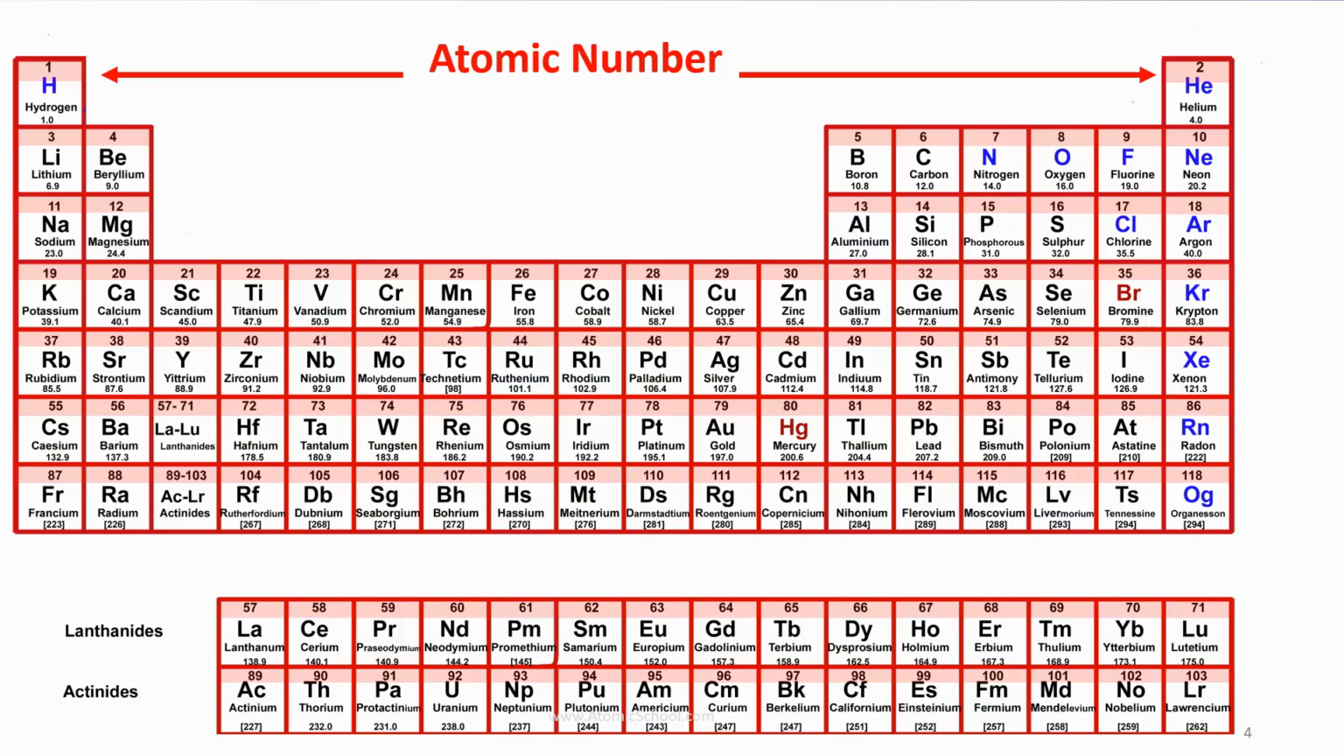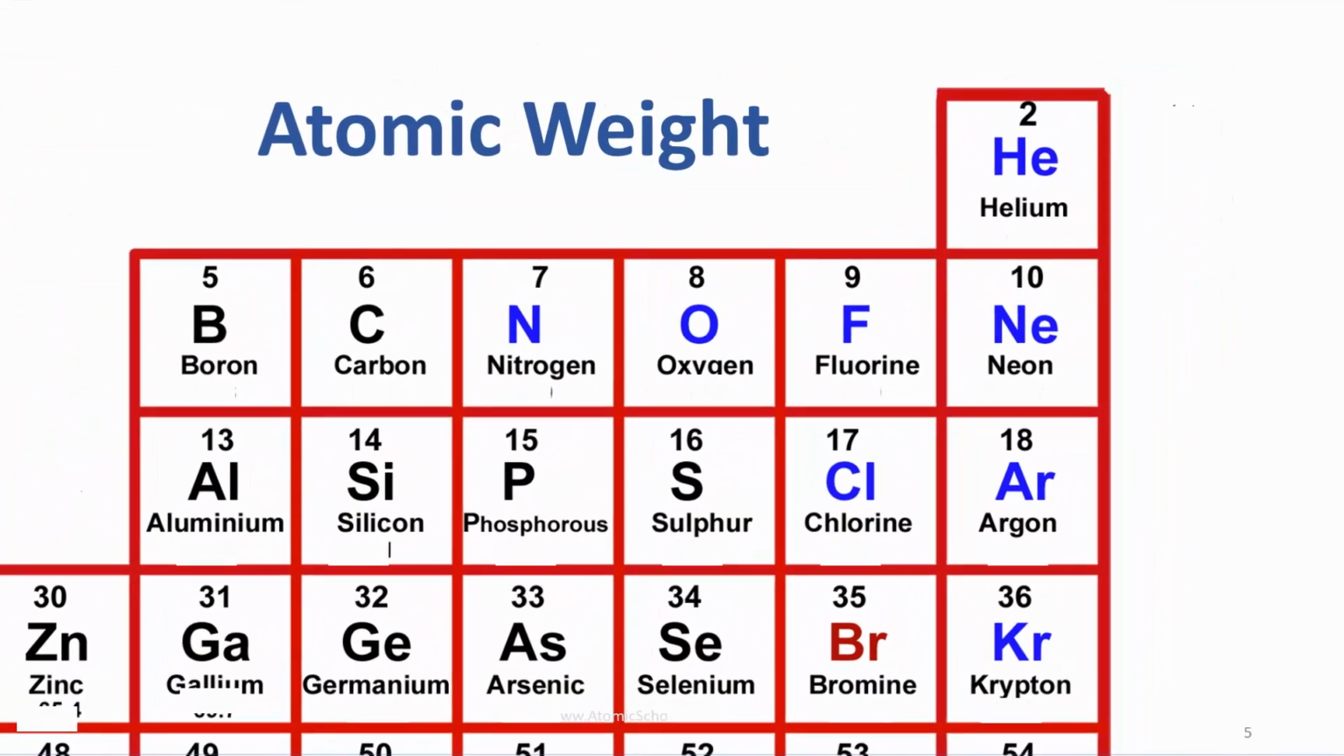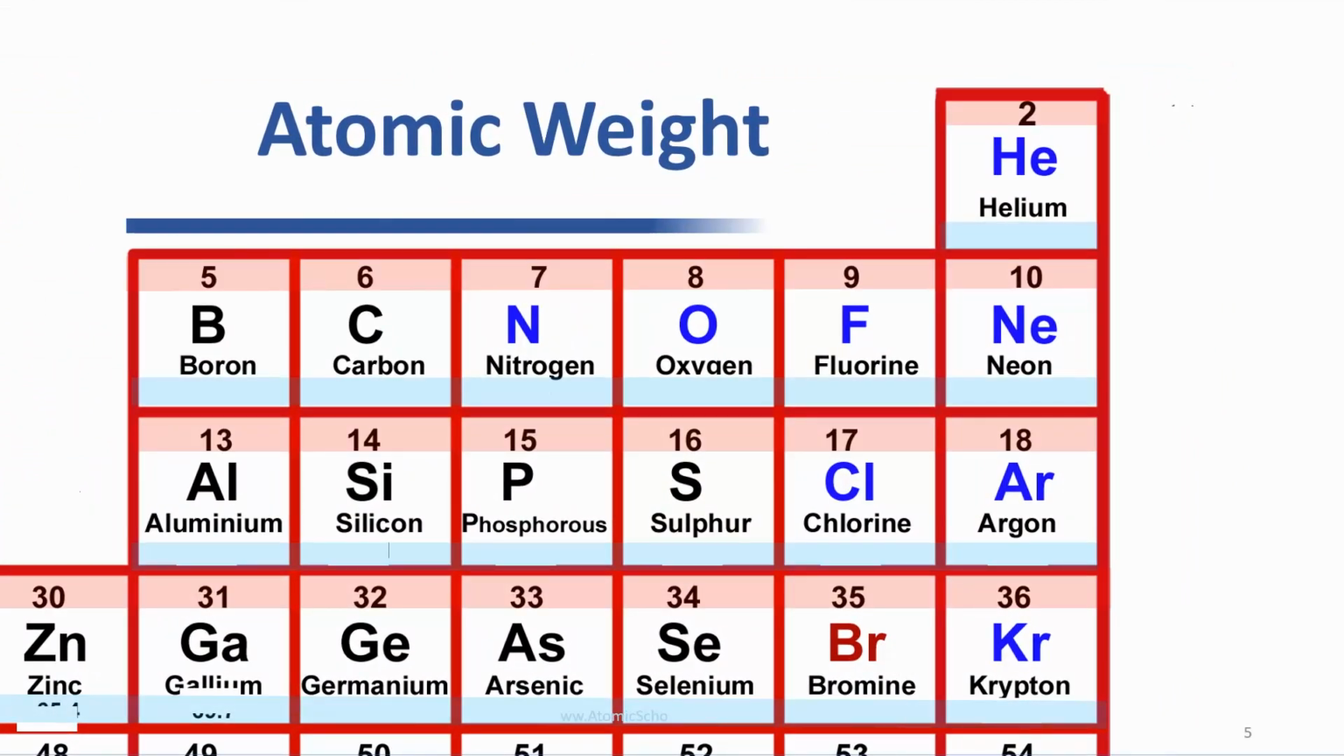Another number, called the atomic weight, is often shown at the bottom of each square. This lesson explains what atomic weight means and how it's different from the atomic number. We'll start with a down-to-earth example to illustrate this.